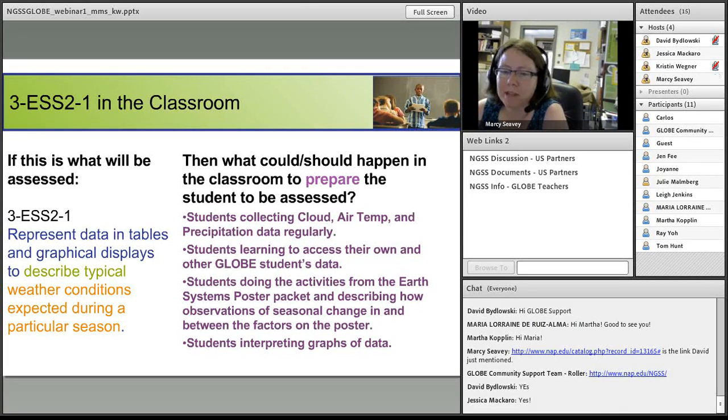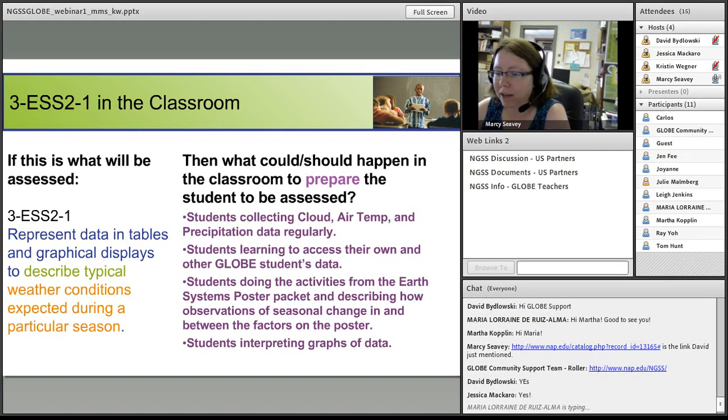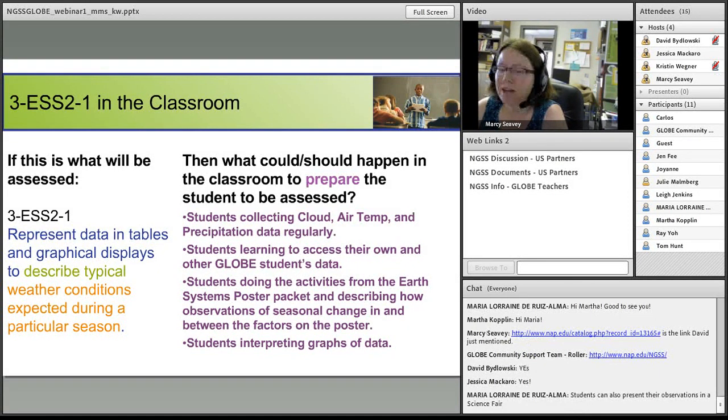Perhaps in preparing to be assessed on this standard, students could collect cloud, air temperature, and precipitation using the GLOBE protocols regularly. Students could learn to access their own and other students' GLOBE data from the website. Students could be doing activities from the Earth System poster packet and describing their observation of seasonal change in and between factors on the poster. The word "how" is a typo there. And students could be interpreting graphs of data. That's not necessarily students representing their own data in graphs and tables. It's not necessarily them displaying other data in graphs and tables yet. But if they did all of these things, then they may be ready to be assessed on the standard.